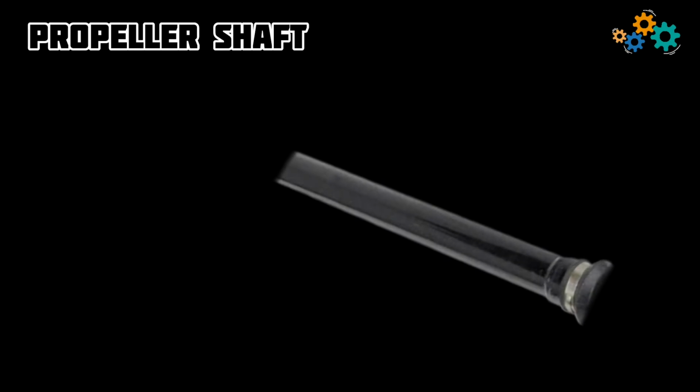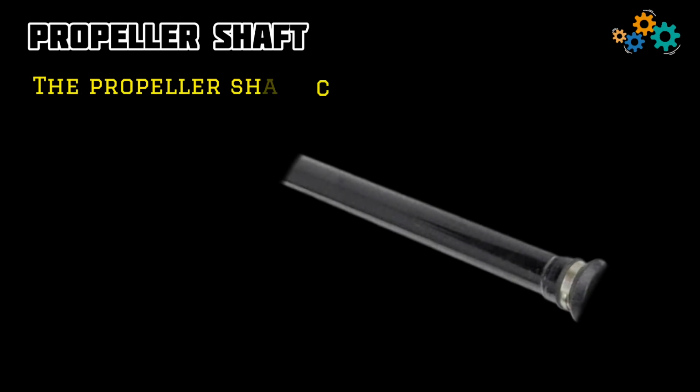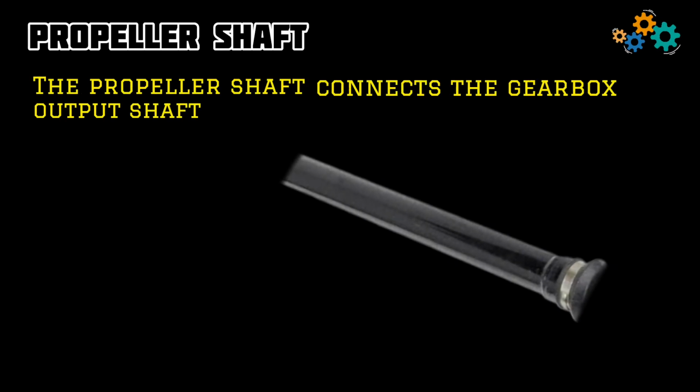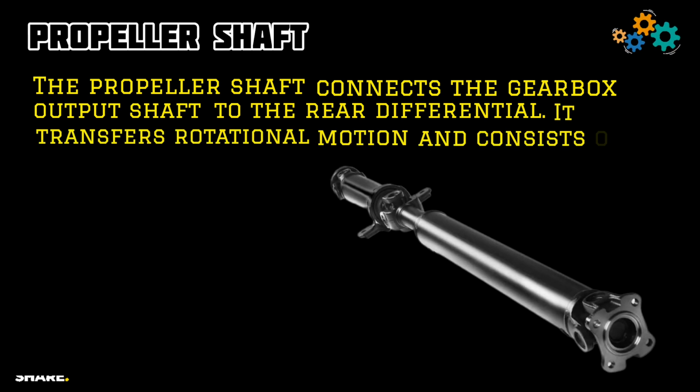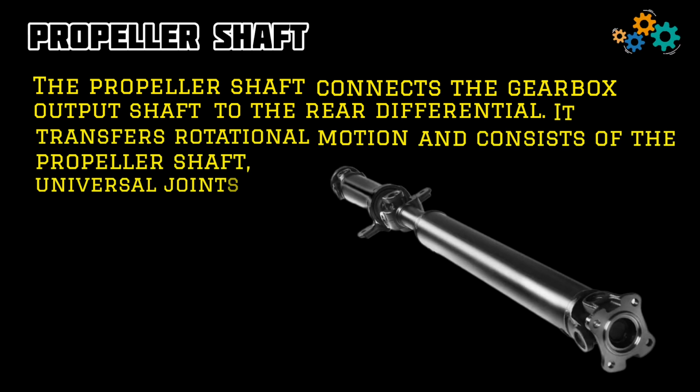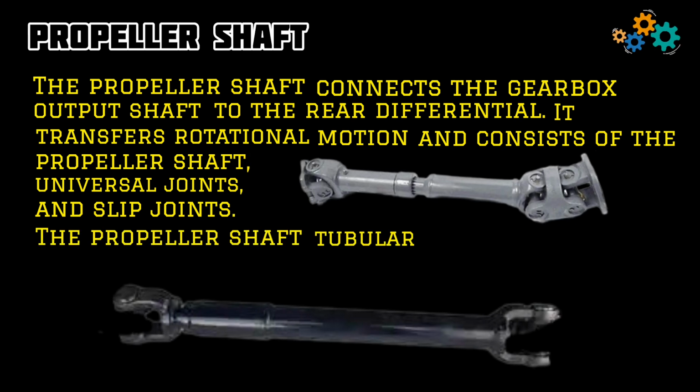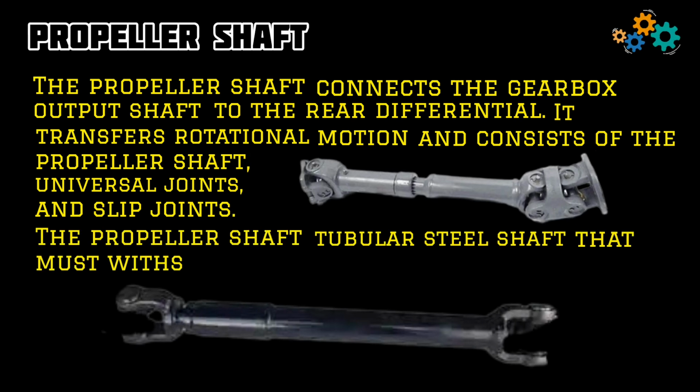Propeller shaft. The propeller shaft connects the gearbox output shaft to the rear differential. It transfers rotational motion and consists of the propeller shaft, universal joints, and slip joints. The propeller shaft is a tubular steel shaft that must withstand torsional loads.